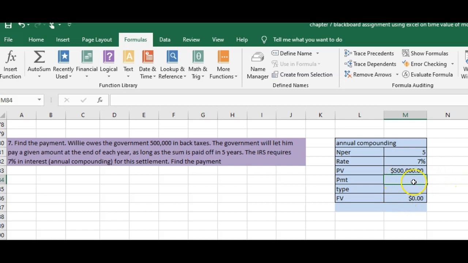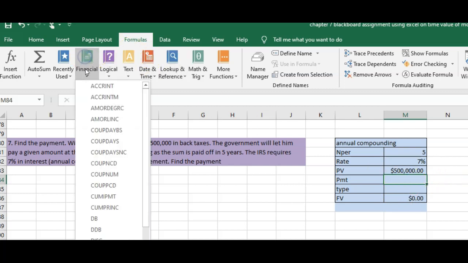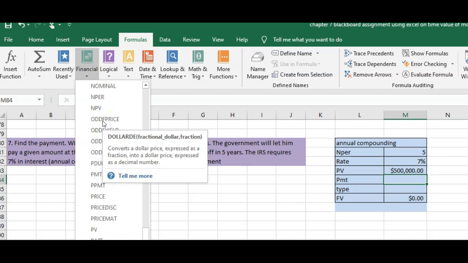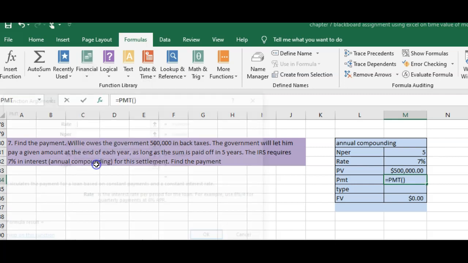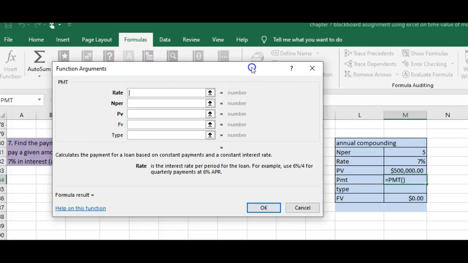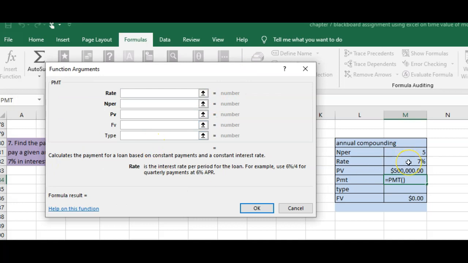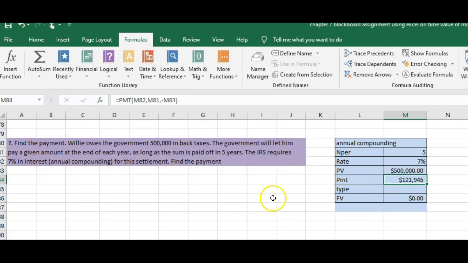To solve for payment, I'm going to go up here to our formulas, and scroll down till I find the formula that is PMT, payment. Click on it. I like my little box here, and I'm just going to plug in some numbers. We'll put in the rate, number of periods, the present value. I'm putting it in as a negative, and I'm leaving those two blank since we don't have to worry about those. And so his payment at the end of each year is going to be $121,945.